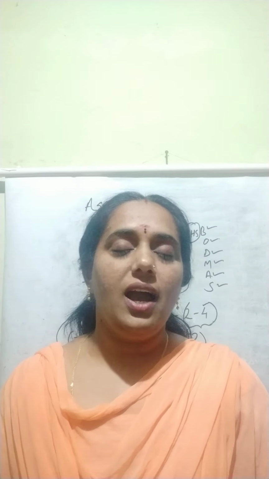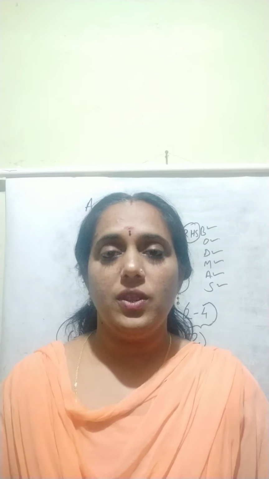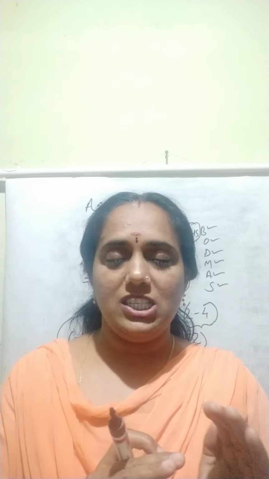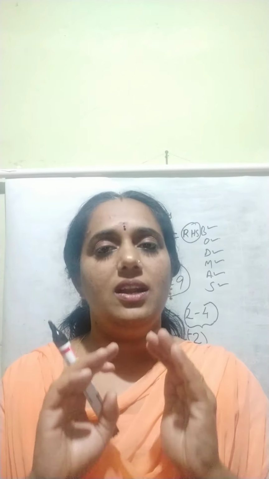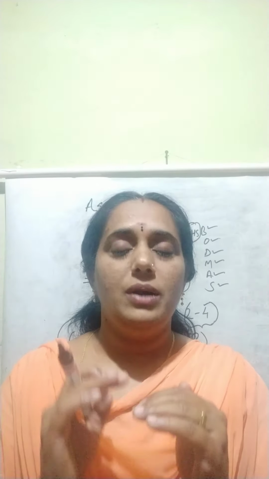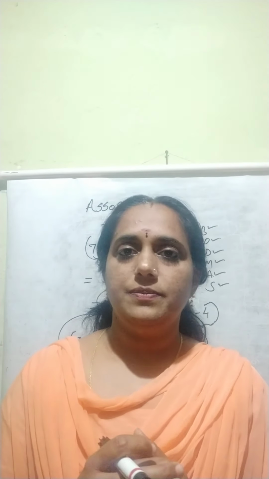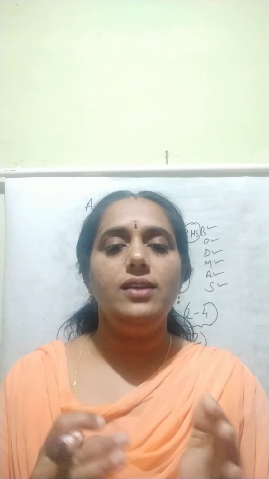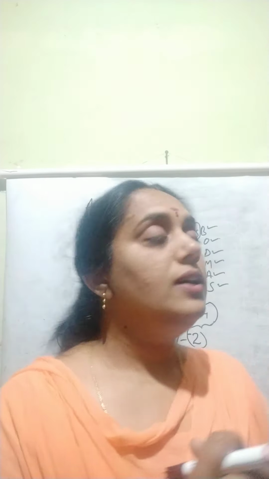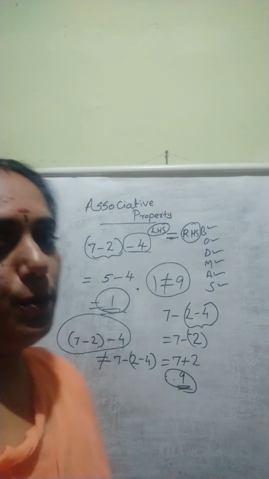Clear? I think you got the idea about the associative property of addition and subtraction of integers. In the case of addition, that is satisfied. Order doesn't matter. We can give the bracket in any way. But in the case of subtraction, that is not satisfied. In addition, satisfied. Subtraction, not satisfying the associative property. Clear? Thank you.